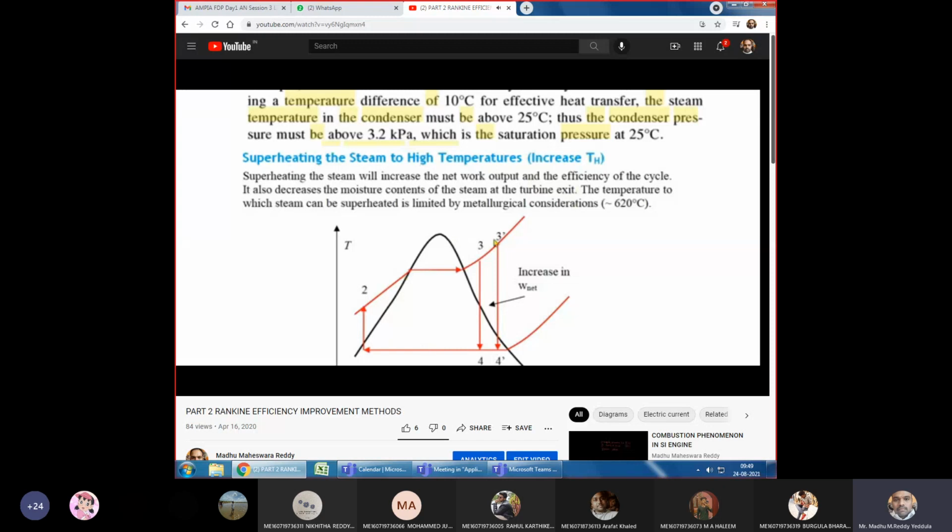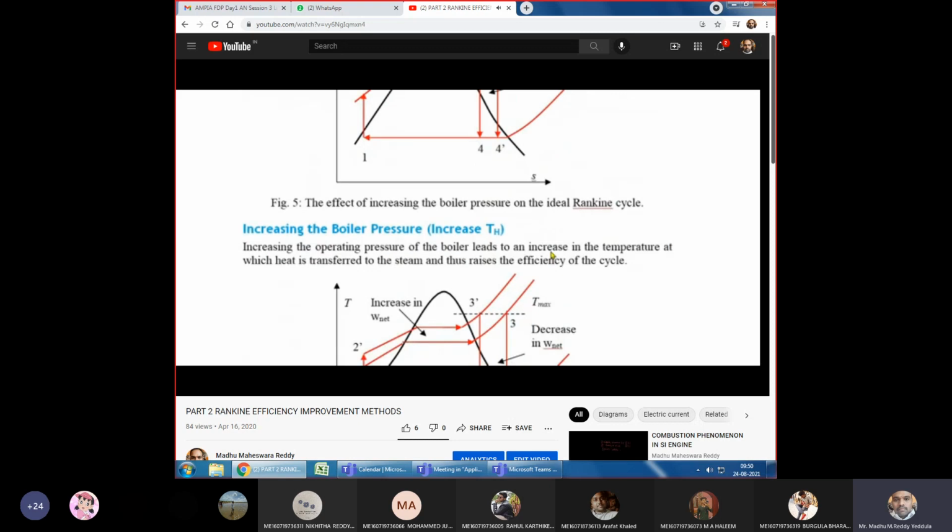If you see, instead of 3 to 4, it is increased to 3 dash to 4 dash. The net area is increased. When the net area is increased, automatically the efficiency of the plant is also going to increase. Now the third one is increasing the boiler pressure.